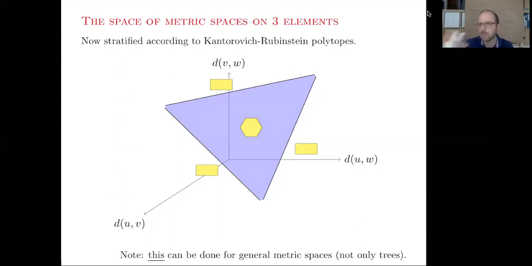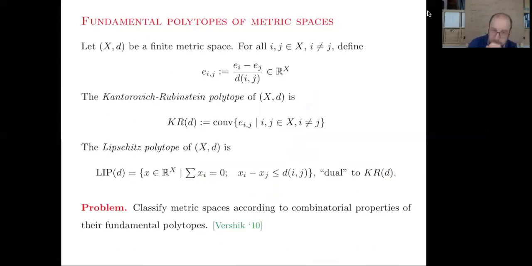Who tells us about the combinatorics of these polytopes? I would just want to know, can you give me some references, or can you tell me some literature? Absolutely. Which kind of metric spaces has already been classified? I mean, like only trees.